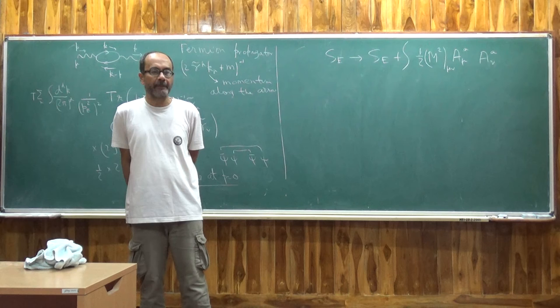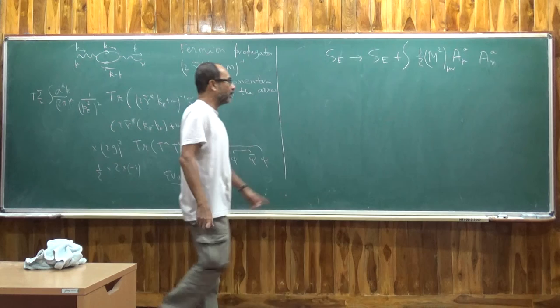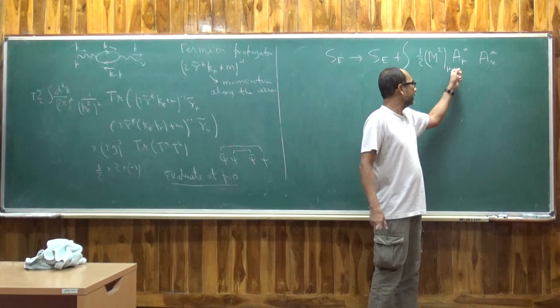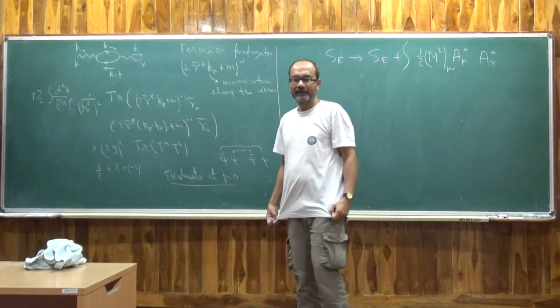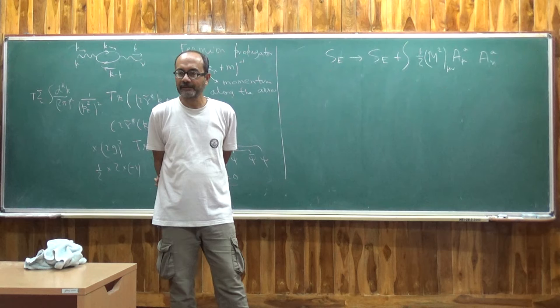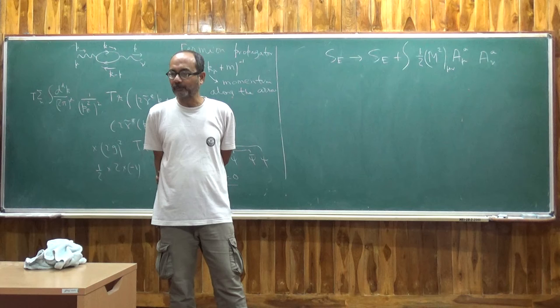Now, notice that in general you could have also said that it depends on a and b. Why not write an m squared mu nu a b and write A mu a, A nu b? Why haven't you done that? One has to write the trace of this thing. Because gauge symmetry is unbroken. The global gauge symmetry is unbroken. Local gauge symmetry, of course, you have fixed.